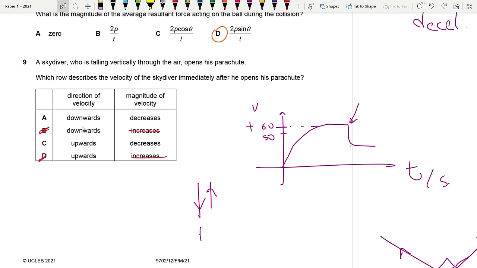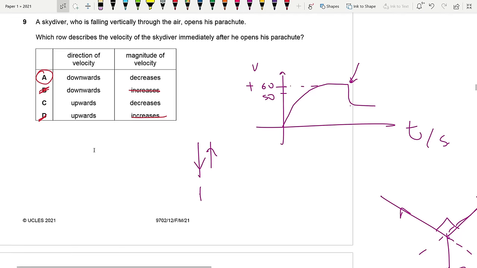That means the skydiver will keep on going downwards just at a smaller rate. So the direction of velocity never changes. It's always downwards. This is what you guys need to understand. A deceleration means a decrease in velocity. A deceleration doesn't mean for sure that your direction of motion will change. Do you guys understand? That's really important.